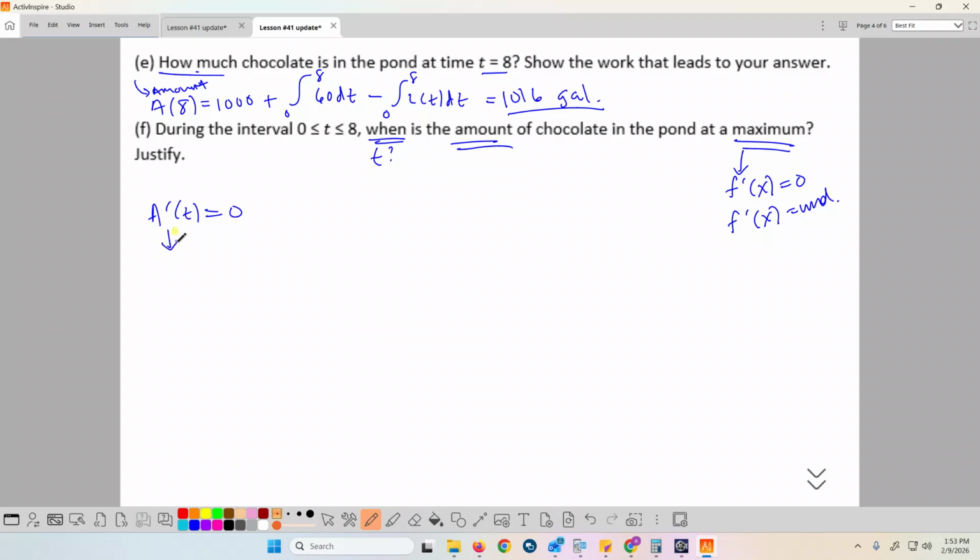Anyway, remember we did obtain A prime earlier. We obtained that A prime of t was rate in minus rate out, 60 minus L of t. And now we just want to know when it equals 0. So what I want to do here is add L of t on both sides, just because I already have it in my calculator. I'm going to get rid of this so that it's 60 equals L of t. And I want to know when my y1 function is going to equal 60. That's what I want to know.